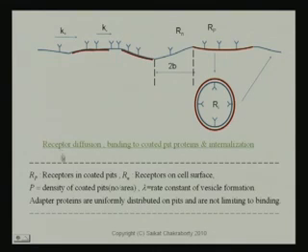So the definitions, the symbols that we are going to use over here: Rp is a receptor in the coated pit, Rn is a receptor on the cell surface, P is the density of the coated pit or number of coated pits per unit area, and lambda is the rate constant of vesicle formation. So what we are trying to do over here is again separate out the internalization from the vesicle formation.